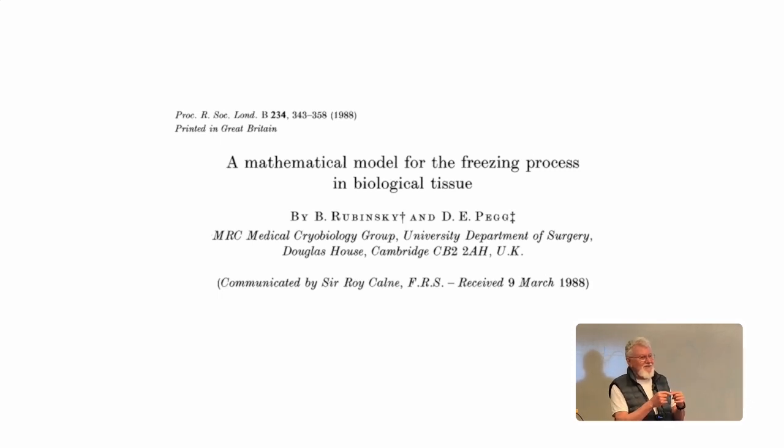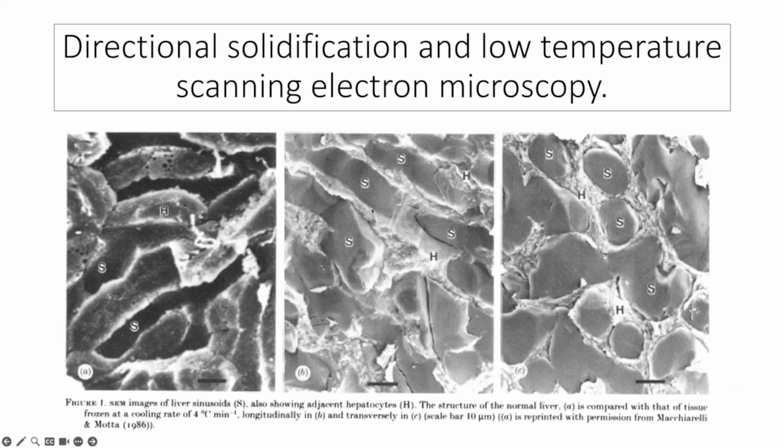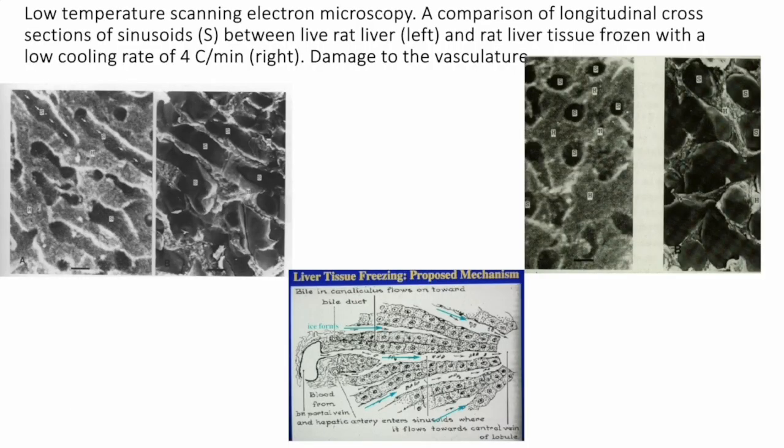So this is some electron microscopy work that I've done with Charles Lee. And you can see that when you freeze tissue, ice forms through the blood vessels, and the cells shrink. But as a consequence of the cells shrinking, the blood vessels expand, right? Because the water goes into the blood vessels. And one of the main mechanisms of damage is this expansion of the blood vessel.